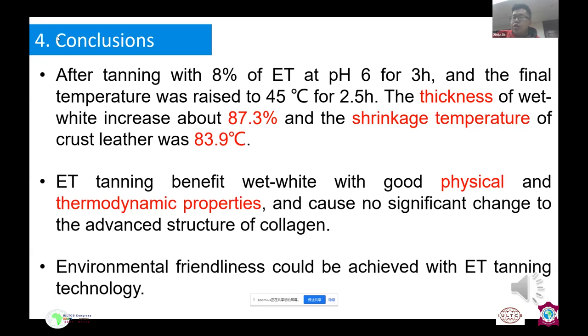Those are the main conclusions of this study. In general, ET tanning agent can meet the demands of the leather industry and has good environmental benefits, which can provide guidance for the development of clean leather manufacturing.